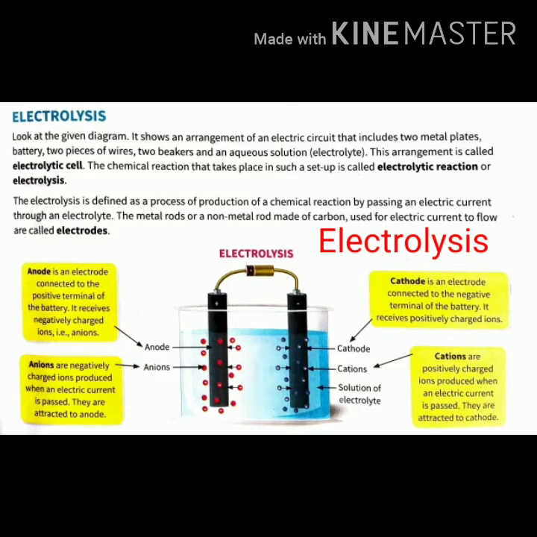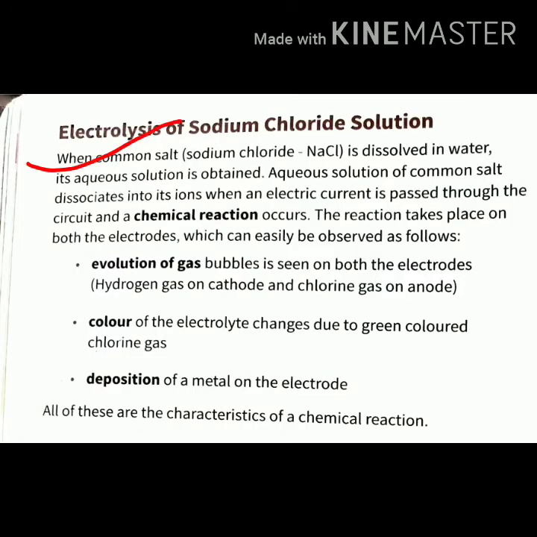This electrode is known as the anode, which is connected to the positive terminal of the battery and it receives negatively charged anions. And this one is the cathode, which is connected to the negative terminal of the battery and it receives the positively charged ions known as cations. Then we discussed the characteristics observed during the electrolysis of sodium chloride solution. The first was the evolution of hydrogen gas, which is produced at the cathode, and chlorine gas, which is produced at the anode.